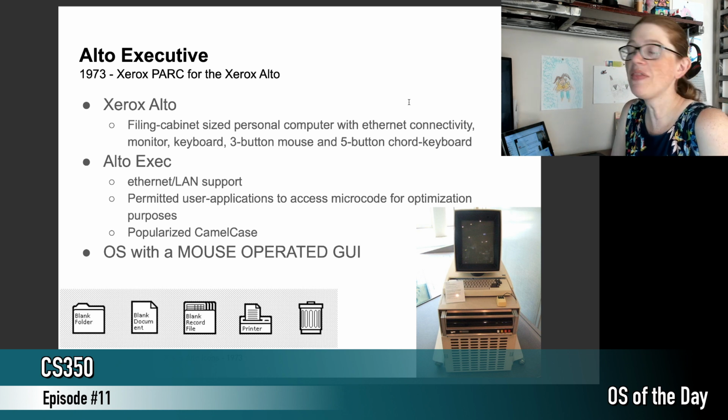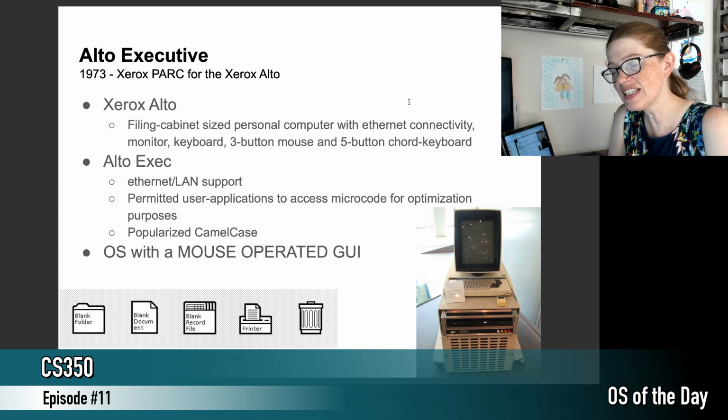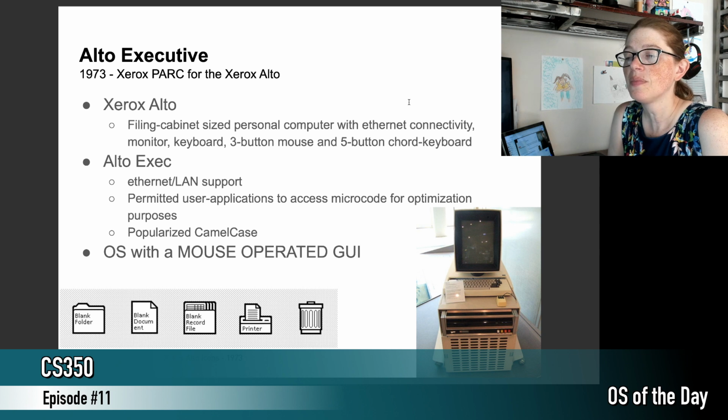Now, what about the operating system itself? The Exec operating system had Ethernet and LAN support, and they actually had little LAN parties with these machines at Xerox PARC, playing various little games that they had developed for it. This implementation also popularized camel case. It had all of the typical things you'd expect an operating system of that time to have. But one of the unique things that Executive did is, it had a mouse-operated GUI. It actually had a desktop environment, and I'll show it to you in a moment here.